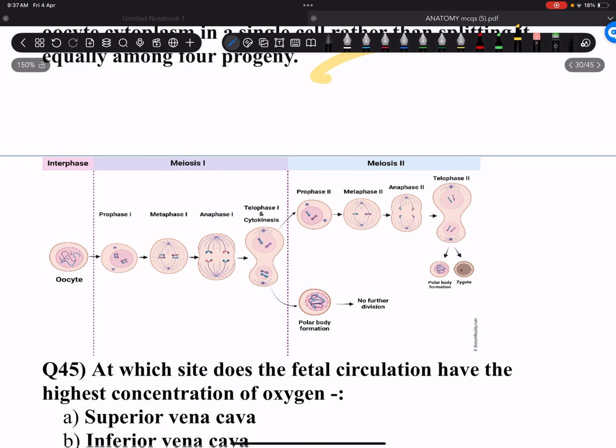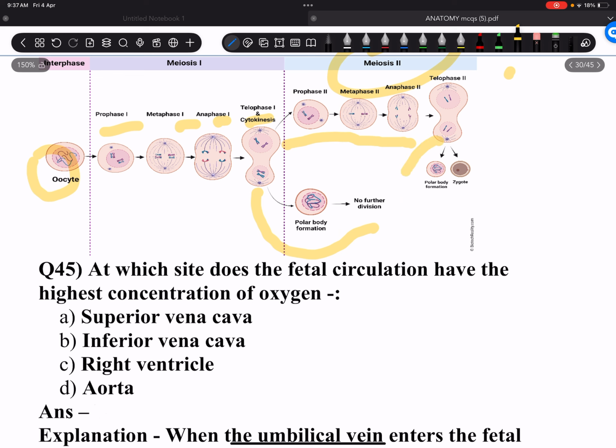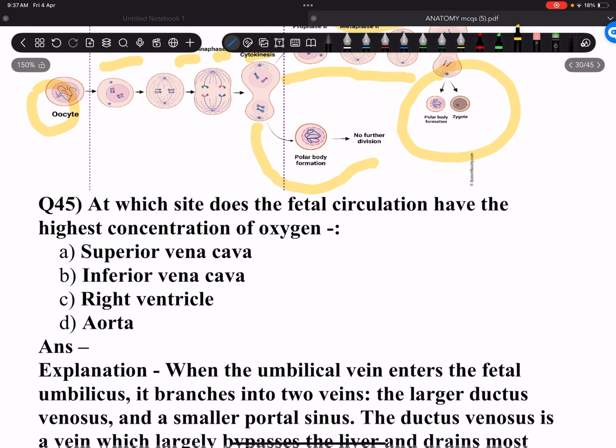Oogenic meiosis conserves the volume of oocyte cytoplasm in a single cell rather than splitting it equally among four progeny. So this is the diagram. Oocyte: prophase 1, metaphase, anaphase, then telophase and cytokinesis. Then prophase 2, metaphase 2, anaphase 2, telophase 2 in meiosis II. And over there is a polar body. With the telophase, two things come, a polar body and a zygote.